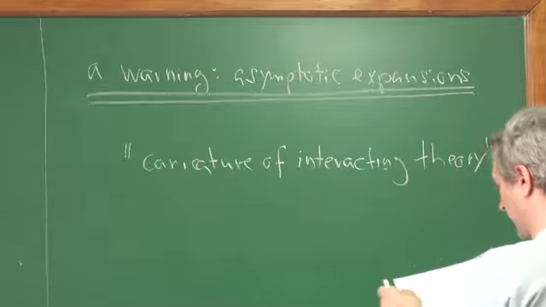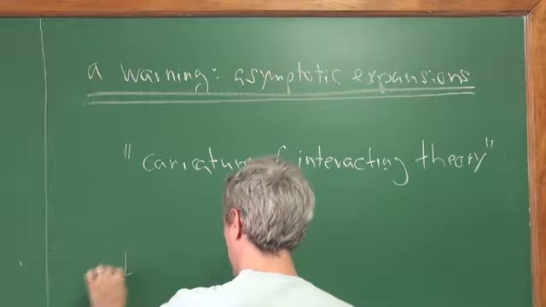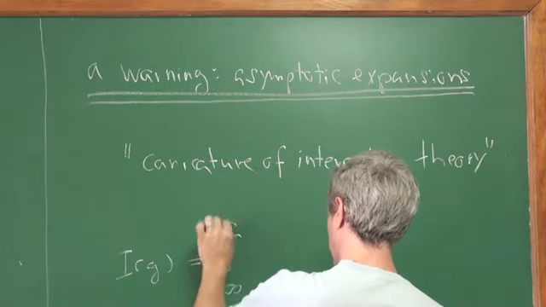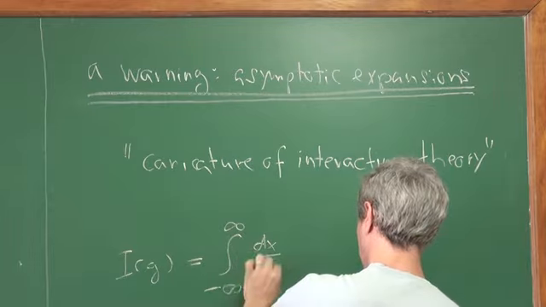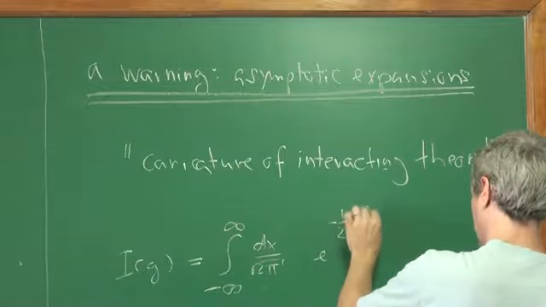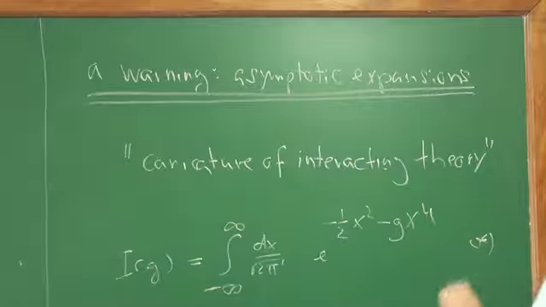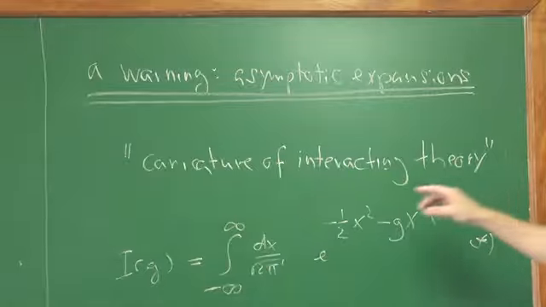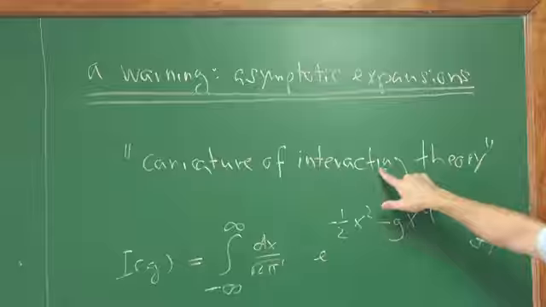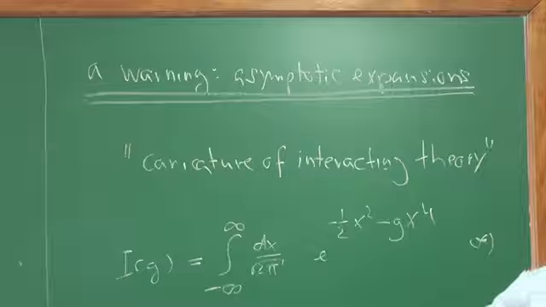So let's try to make things as simple as they can be, and let's consider the following integral. So this is like, let's say, a caricature of an interacting theory. Caricature, I don't know how to say it in English. In German it's Karikatur.